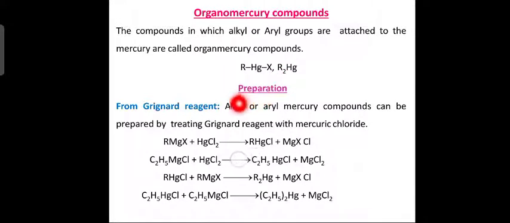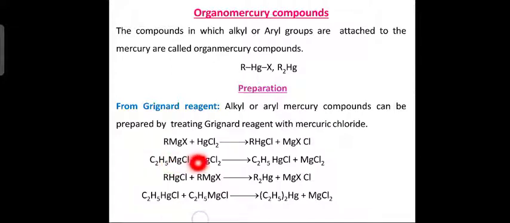Preparation. Now how is it prepared? Starting from Grignard reagent. Alkyl or aryl mercury compounds can be prepared by treating Grignard reagent with mercury chloride. So this is similar to the organoaluminum compound preparation. RMgX reacts with HgCl2 to give RHgCl and then MgXCl. Example, consider R as C2H5 and X as Cl. So C2H5MgCl plus HgCl2 gives C2H5HgCl plus MgCl2.